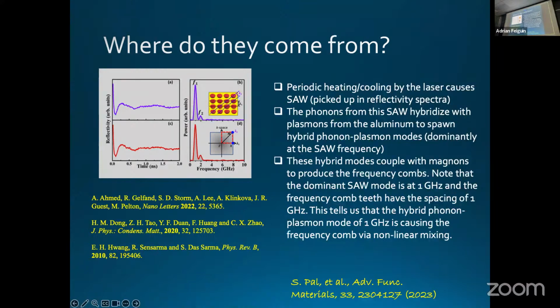Note that the dominant SAW mode is at 1 gigahertz. We measured it, and the frequency group teeth have the spacing of 1 gigahertz. It tells us that the hybrid phonon-plasmon mode of 1 gigahertz is causing the frequency group by a nonlinear mix. So this is an example of tripartite phonon-plasmon-magnon coupling. So you had 3 different particles. In the previous case, it was magnon-phonon-magnon coupling. 2 similar particles, magnon-magnon, and 1 phonon. Here, 3 dissimilar particles. Phonon-plasmon-magnon coupling.